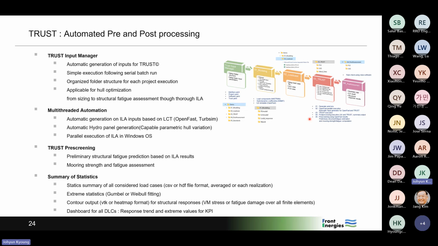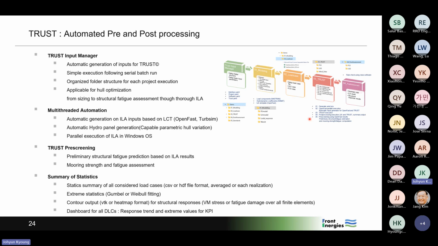After we get the averaged results for each DLC, this TRUST package provides a graphical interface for the results in terms of contour plots. For example, in the structural model cases, all the elements have a contour plot of the strength and also fatigue damage.